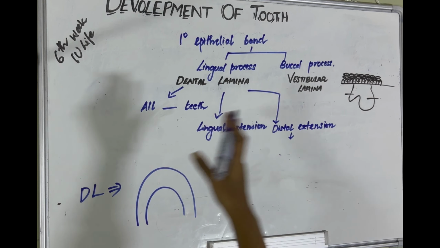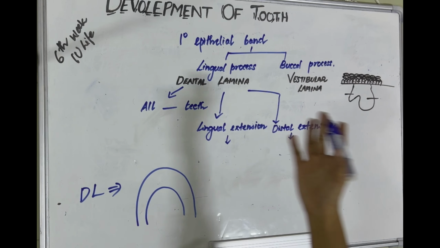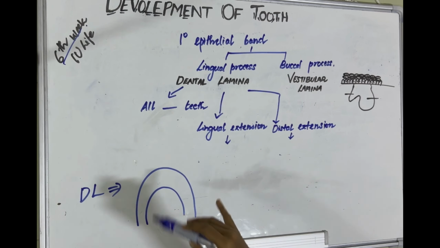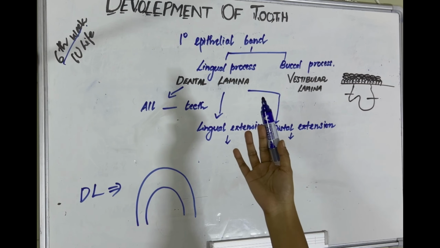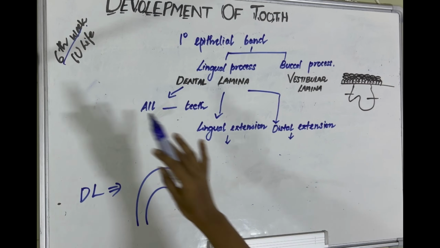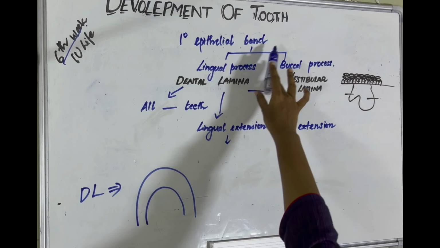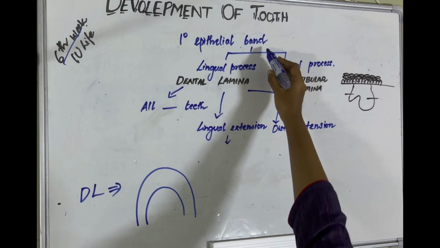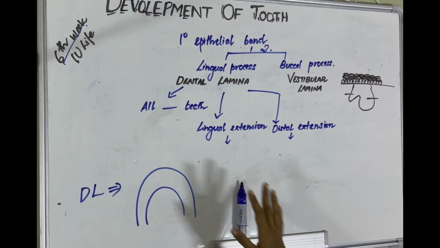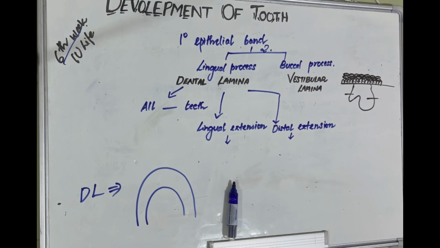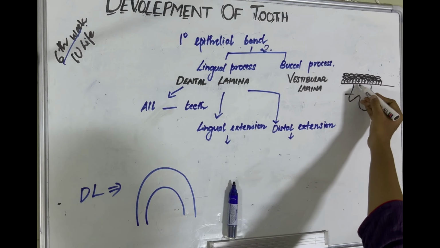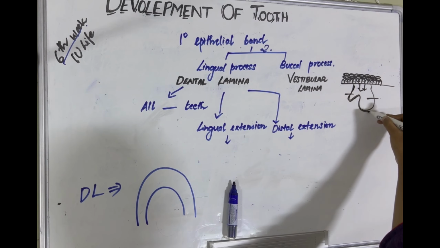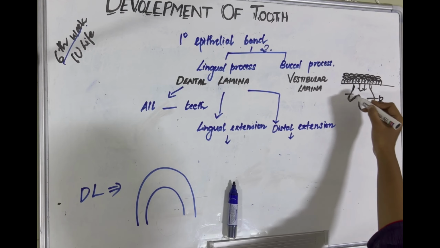We saw there will be formation of the primary epithelial band, and this happens almost at the time of the 6th week. At the 27th day there is rupture of the buccopharyngeal membrane, and eventually at the 6th week the primary epithelial band forms. The primary epithelial band will divide into two processes, a lingual process and a buccal process, due to the proliferation of the basal cells.